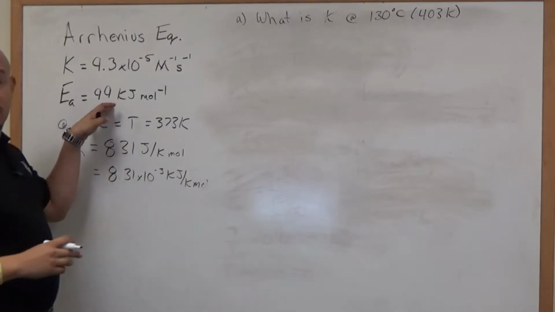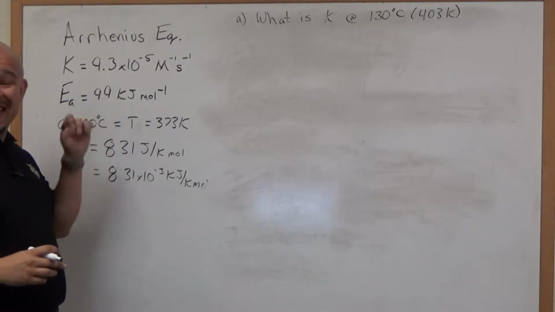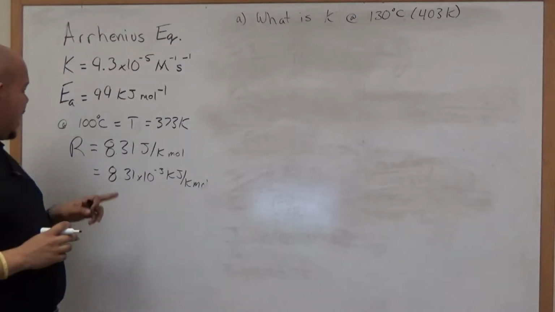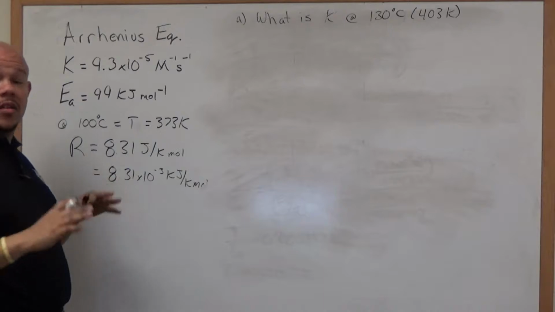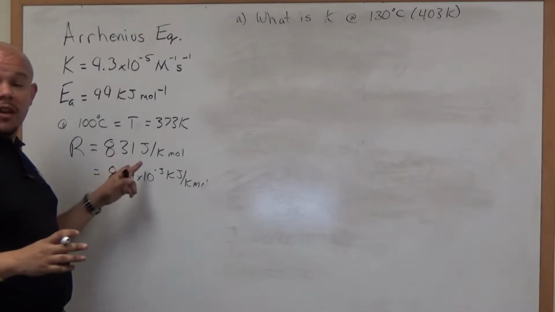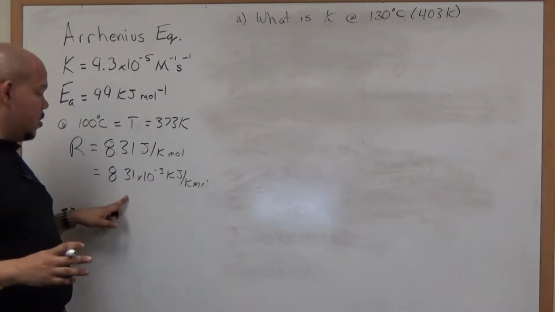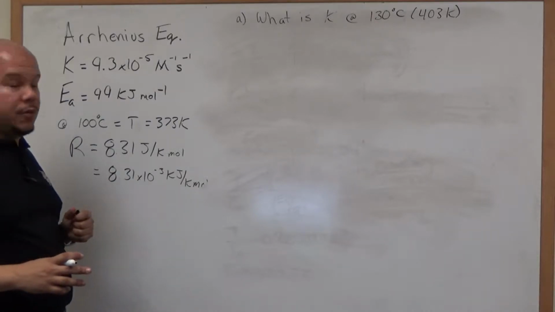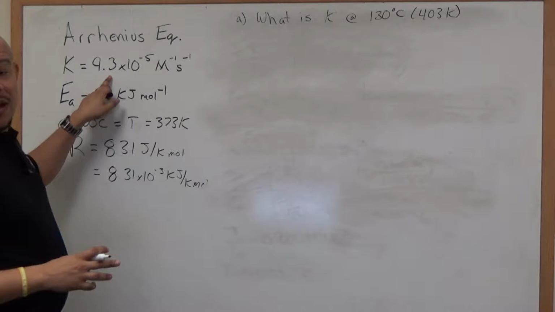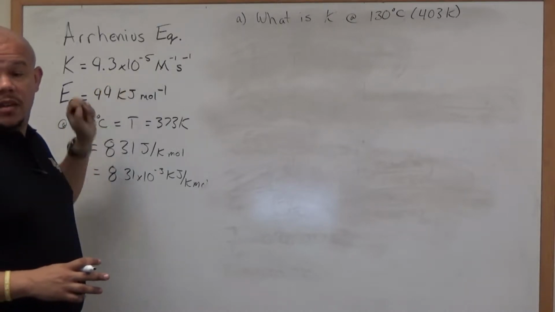One thing that you'll notice about our activation energy is that it is in kilojoules per mole, and the gas constant R, which is on your reference material, it's a constant, it's always the same, is generally given in joules, so we need to convert that to kilojoules, and I've done so by multiplying it by 10 to the negative 3. The K value that we were given in the problem is K here.